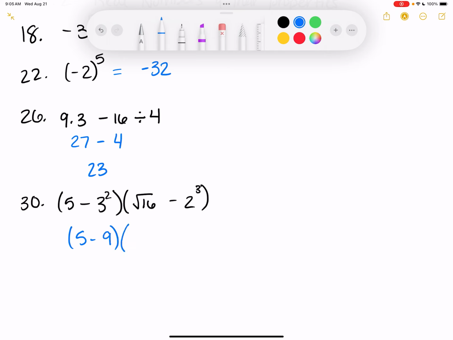Over here, square roots can kind of be included in the powers because we can rewrite square roots as a power. So what's the square root of 16? 4 minus, what's 2 cubed? 8. And then work individually in here. So 5 minus 9 is negative 4. 4 minus 8 is negative 4. So I multiply that and I get positive 16.